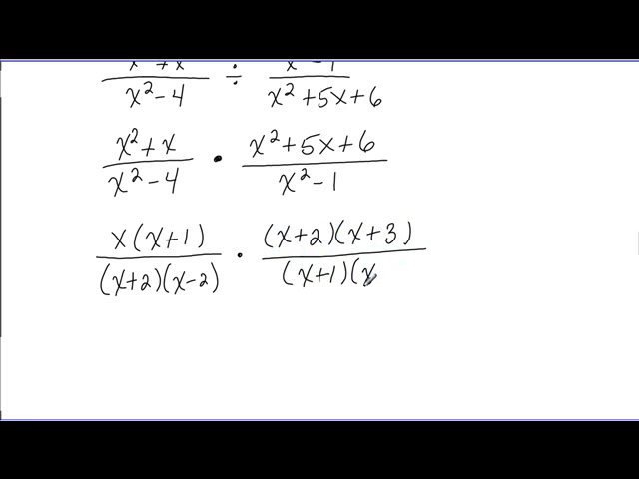Now we can reduce. We want to cancel as much as we can. We have an x plus 1 in the numerator of the first fraction and an x plus 1 in the denominator of the second, so those will cancel. We have an x plus 2 in the denominator for the first fraction and the numerator for the second fraction, so the x plus 2's will cancel. So then multiplying what's left, x times x plus 3 in the numerator and x minus 2 times x minus 1 in the denominator.